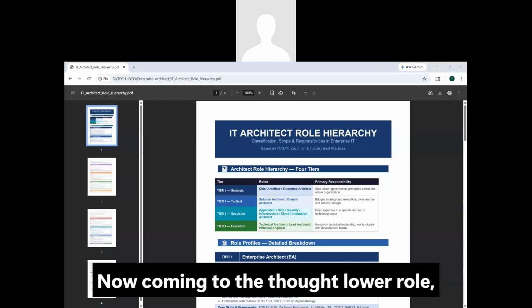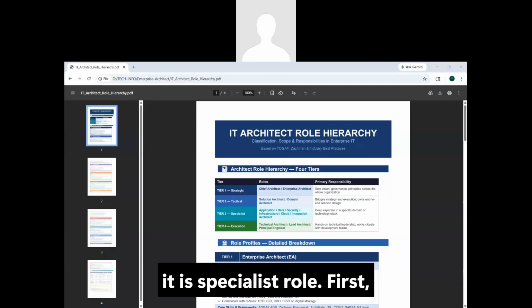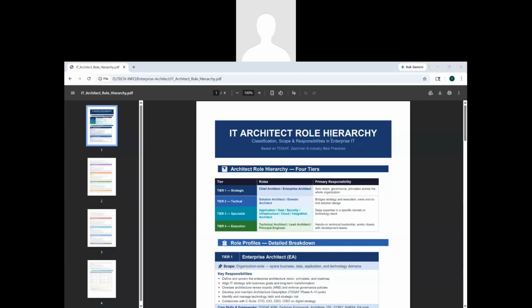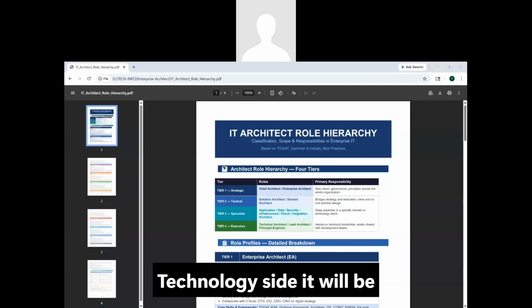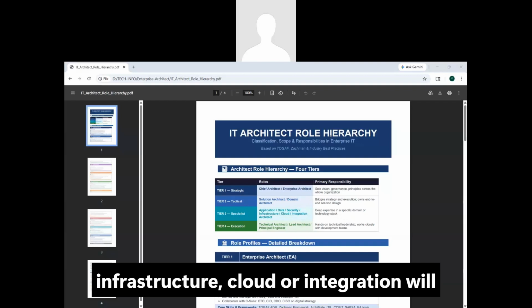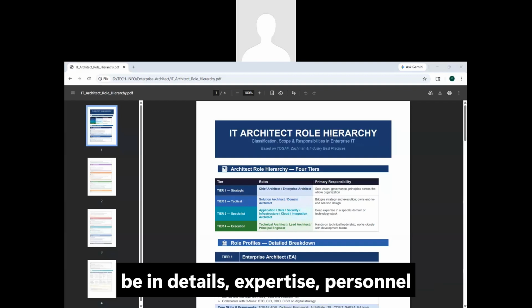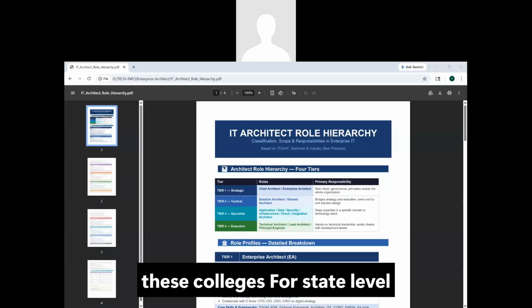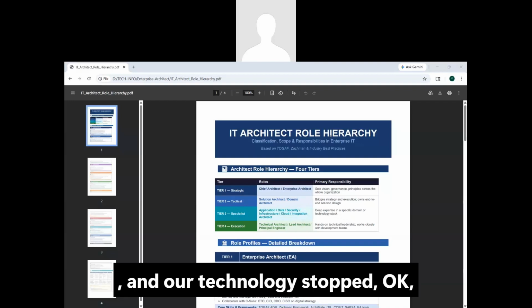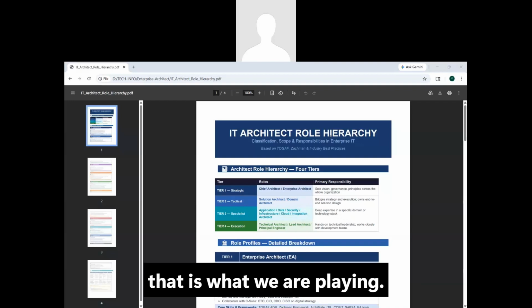Now coming to the third role, the specialist role. Specialized means a specific technology side. It can be data, security, infrastructure, cloud or integration. It is a person with detailed expertise. This is called the specialist role, with deep expertise in a specific domain or technology stack.